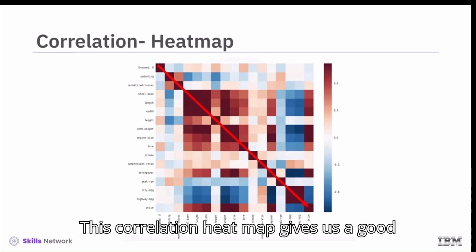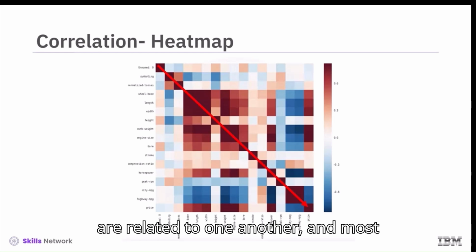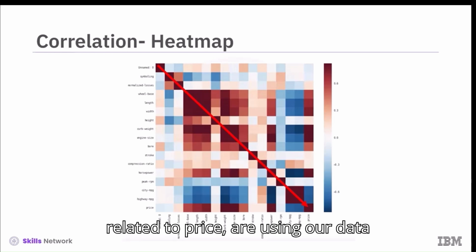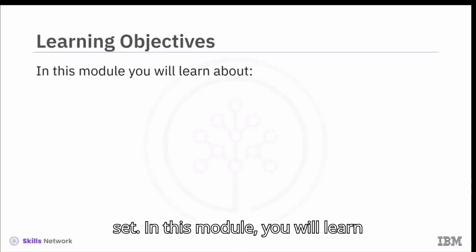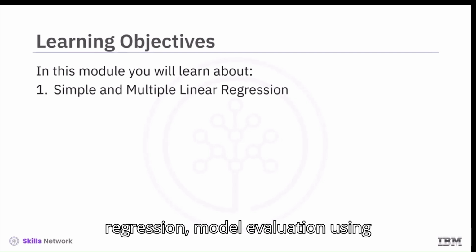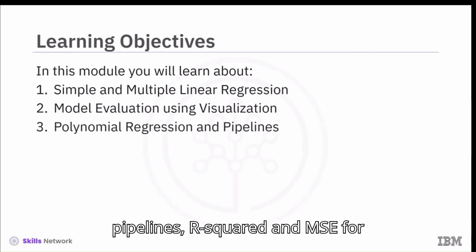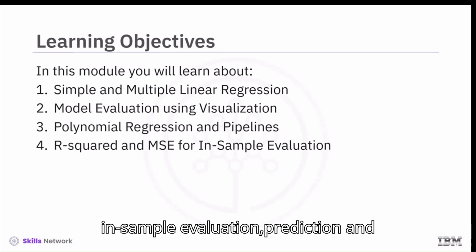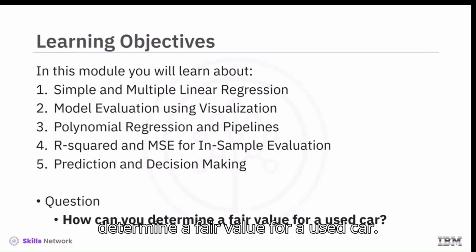This correlation heat map gives us a good overview of how the different variables are related to one another, and most importantly, how these variables are related to price. We are using our data set. In this module, you will learn about simple and multiple linear regression, model evaluation using visualization, polynomial regression and pipelines, R-squared and MSE for in-sample evaluation, prediction and decision-making, and how you can determine a fair value for a used car.